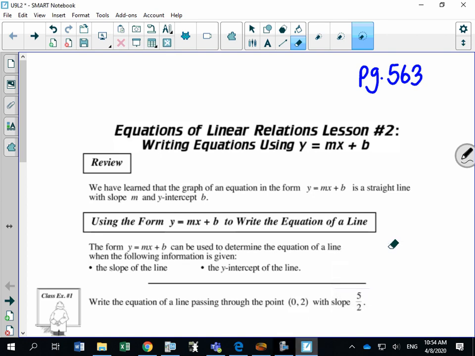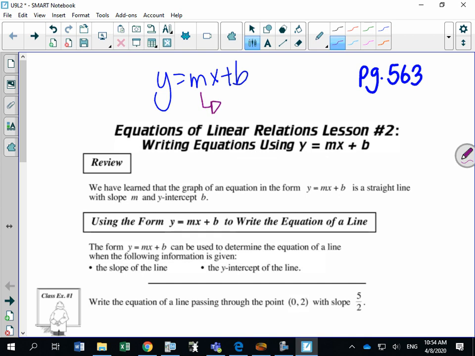This is lesson 2 from your workbook on page 563. What we are doing in this lesson is continuing with the equation y is equal to mx plus b. And remember from lesson 1, m is the slope of your line, and slope is equal to rise over run, and b is equal to the y-intercept of your line.